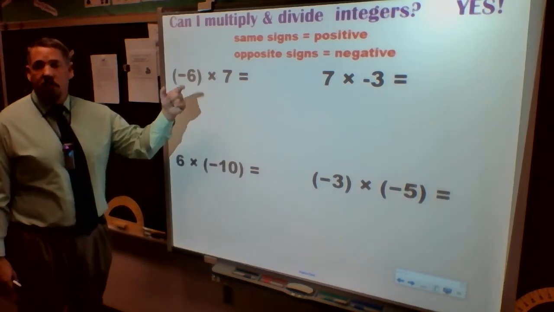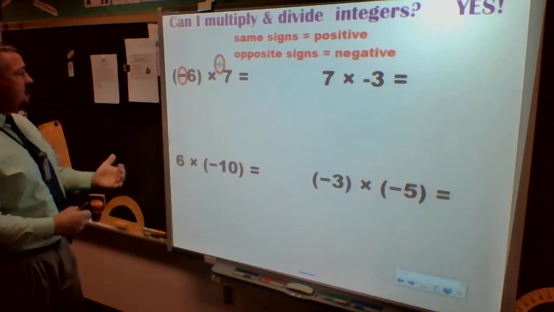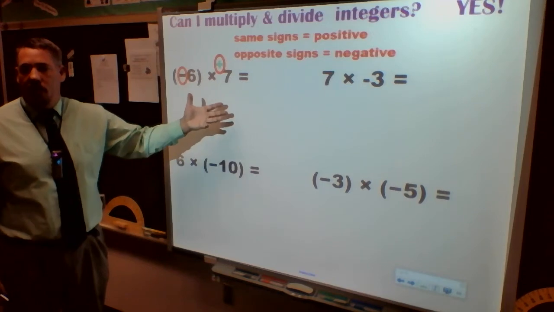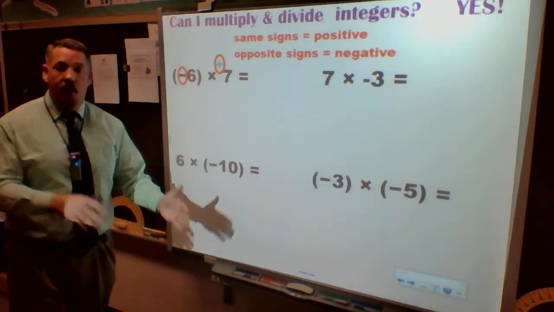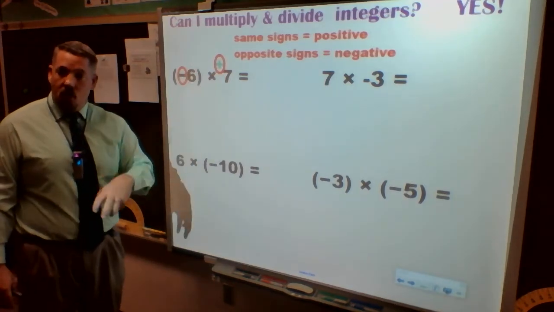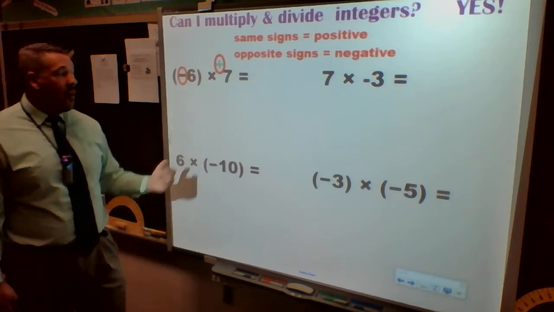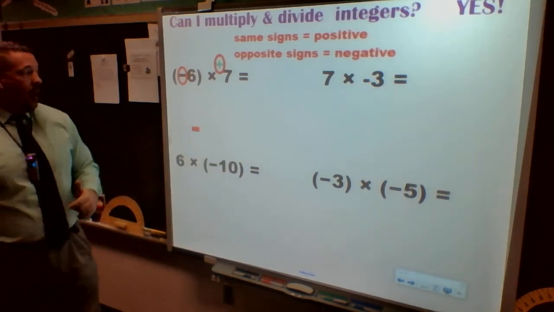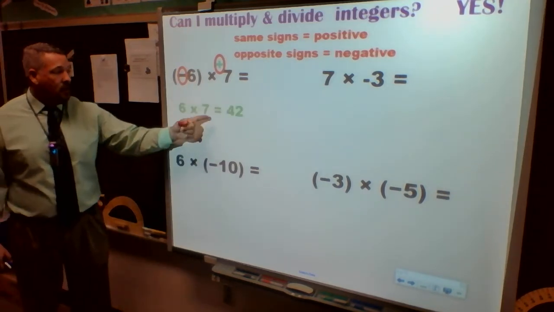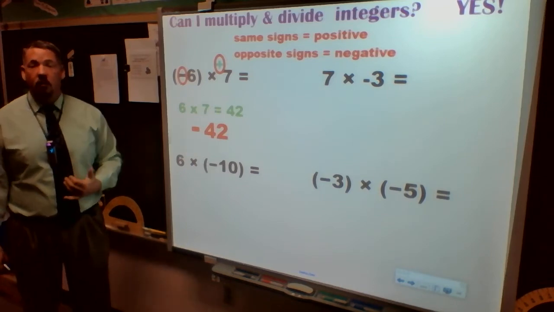Negative 6 times 7. Well, on these, we're going to start with looking at the signs. What signs do I have? Well, I have opposite signs. The 7, once again, didn't have anything with it, so I know it's a positive. Same thing on the last 2 videos. A number without a sign is always going to be a positive number. So if I have a negative and a positive, then I know my answer has to be a negative. And if it's a negative, when I multiply those together, 6 times 7 is 42. So my answer is just negative 42.